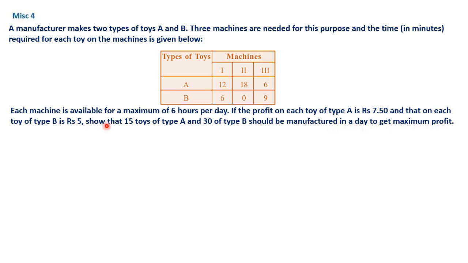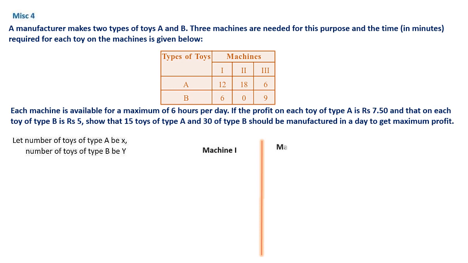And when something is asked to show, it is quite difficult in the sense if your corner points are not correct, you will not get the answer. So you have to be very careful when you write the inequalities and plot the points. Here, let the number of toys of type A be x and number of toys of type B be y. And let's write the main points.